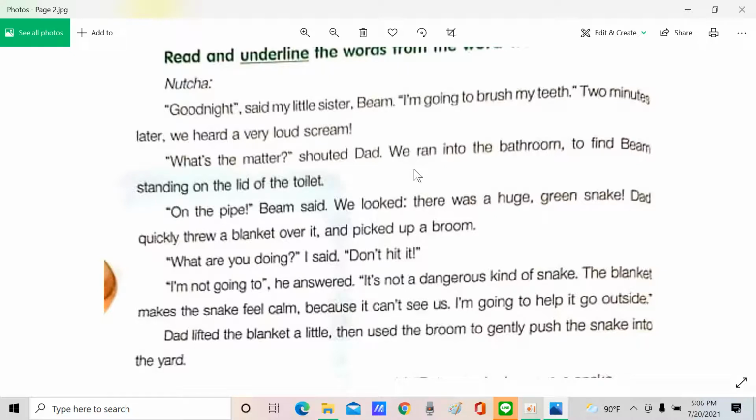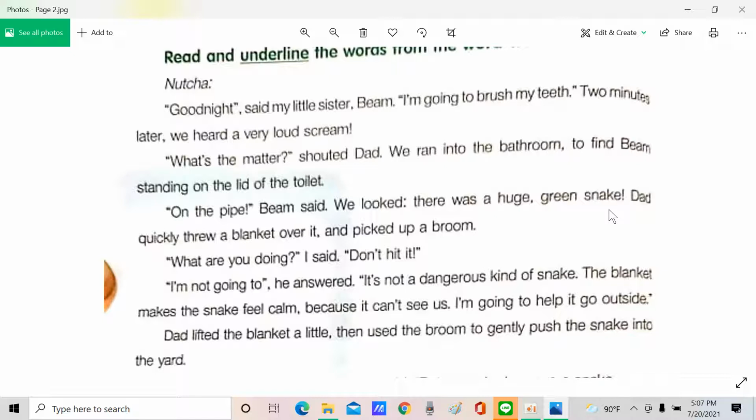And then Beam said, "On the pipe." "What's on the pipe?" So Natcha and her father looked. What did they see? What did they find? There was a huge green snake. Huge means big or large. There was a big green snake. Oh, I just remember my favorite color is green. Anyway, so they saw a big, large, or huge green snake.